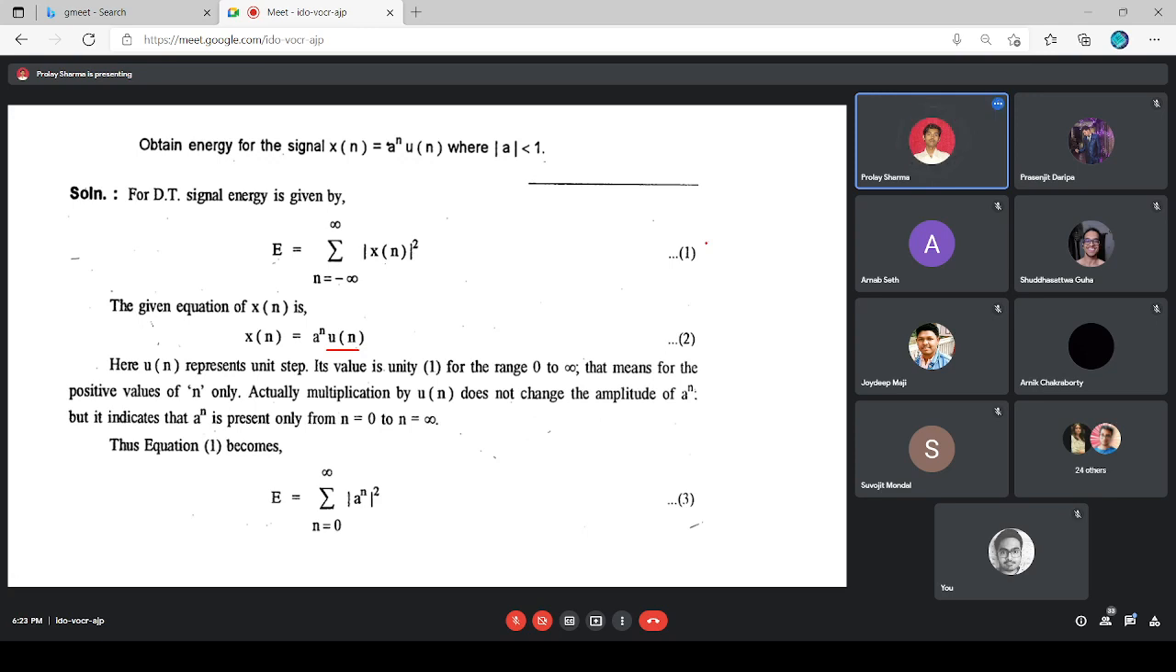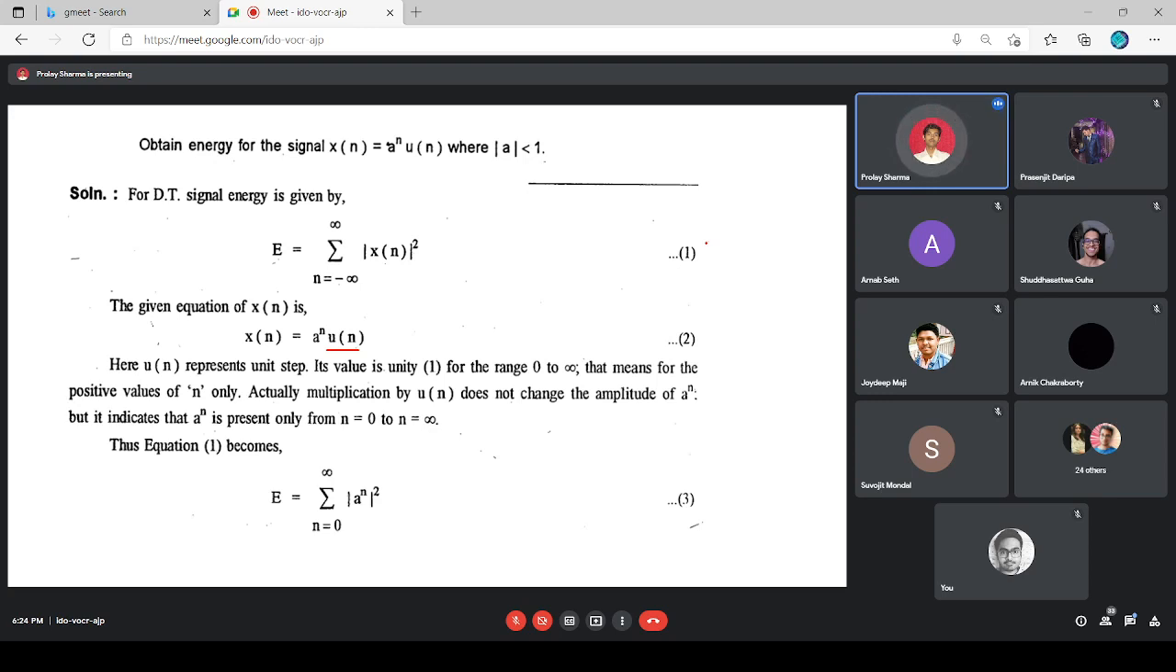So if any signal is multiplied with 1, the value will come as the signal itself; the signal attains that value because it is multiplied with 1. So why do we multiply any signal with u[n]? We multiply any signal with u[n] to make the signal causal.